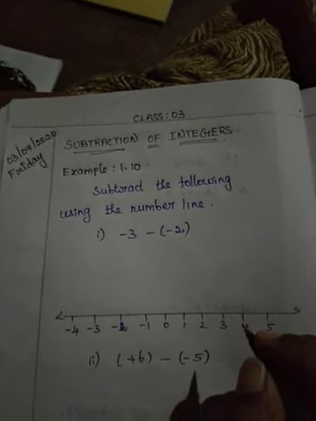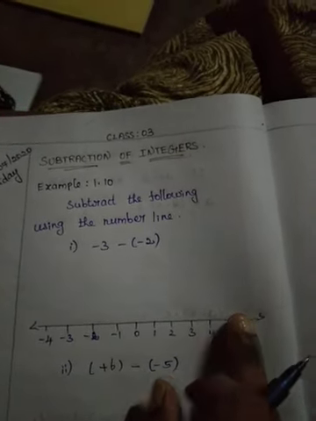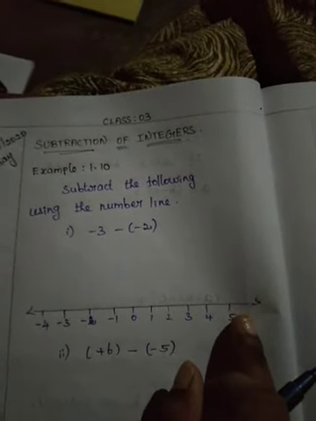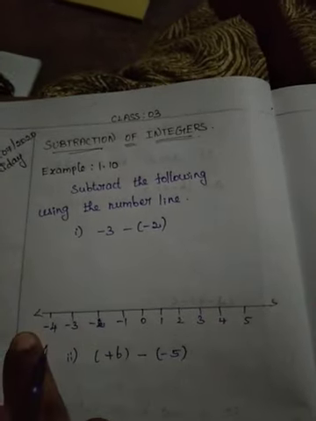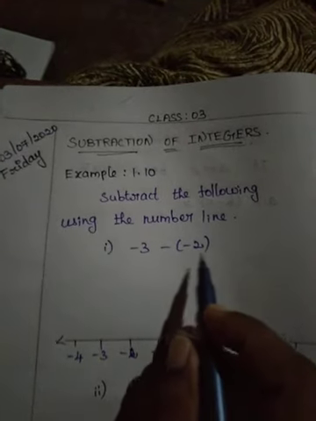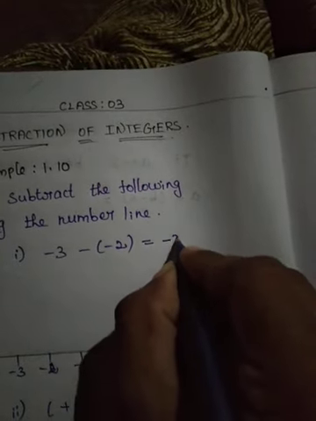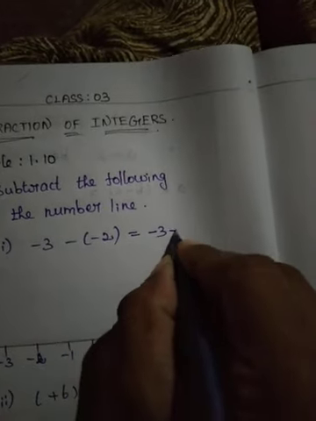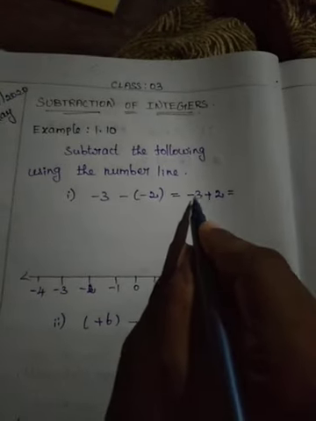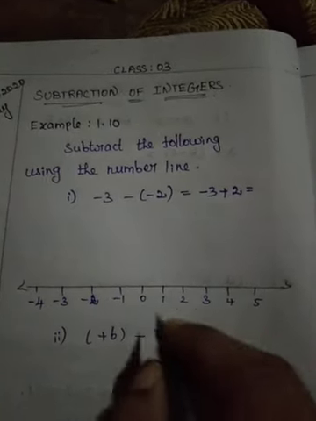Whenever we have positive integers, we have to move towards the positive direction, and when we have negative integers, we have to move towards the negative direction. So the first question: minus 3 minus of minus 2, how to write that? Minus of minus is plus, so minus 3 plus 2. Minus is indicated by the negative direction, and plus is indicated by the positive direction.